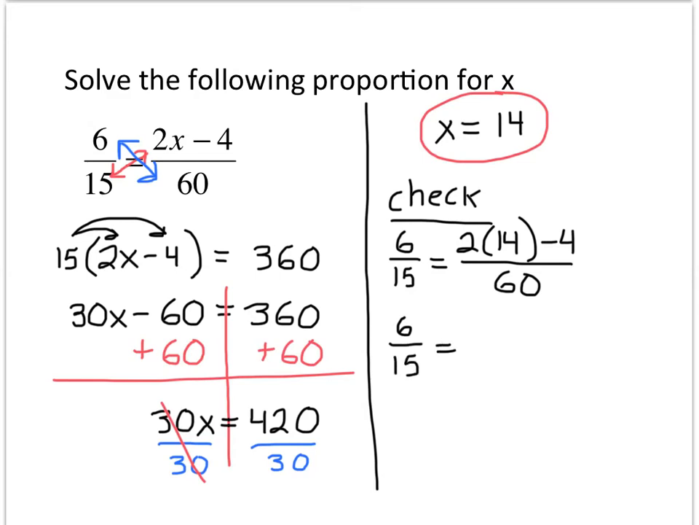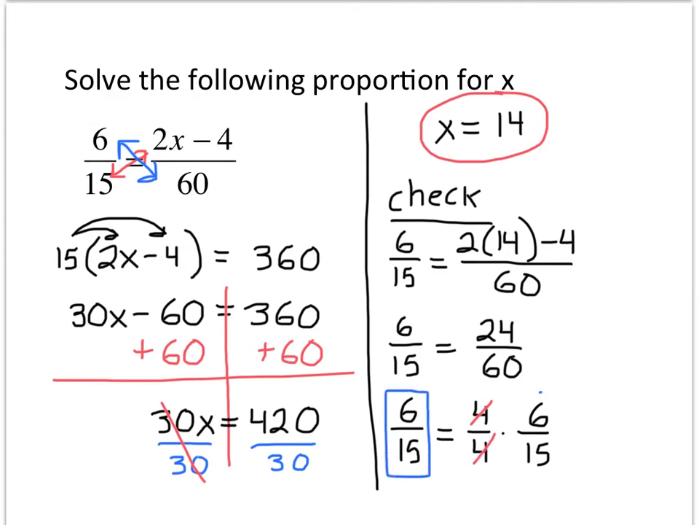Let's see. 2 times 14 is 28 minus 4. This becomes 24 over 60. And I can simplify the 24 over the 60 because those are both divisible by 4. So if I pull out a 4 over 4, 4 times 6 is 24, and 4 times 15 is 60. I notice that the 4 over 4 just divides to 1, and I've checked and concluded that, yeah, this is true because both sides just simplify to 6 over 15. So you don't always have to check and simplify, but it's a good way of making sure you're on the right track.